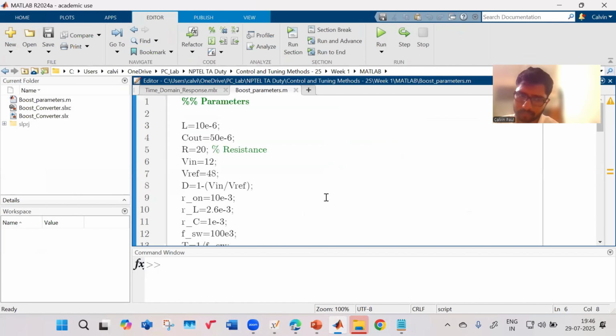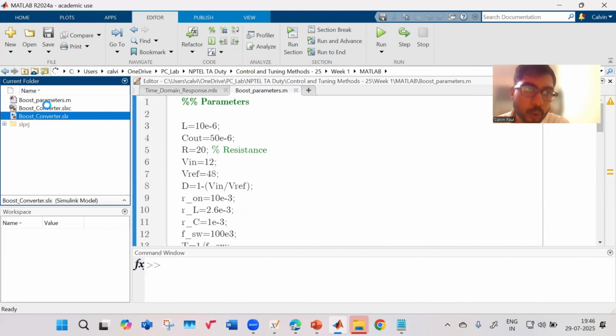Let me show this small file I have made in MATLAB. I have used it so that I can run the boost converter model. My work is primarily based on the boost derived topology, so I am firmly hoping to focus a lot on the boost converter in this course. There are two files: boost_parameter.m, the MATLAB script file, and boost_converter.slx, the SIMULINK file. SIMULINK takes a lot of time to open; this laptop is a bit slow.